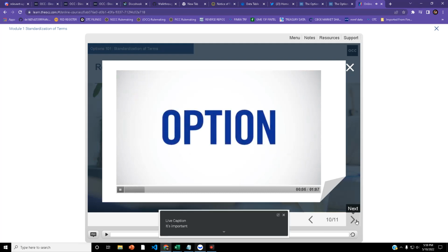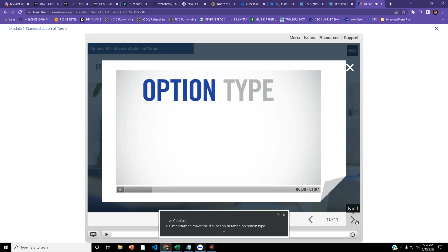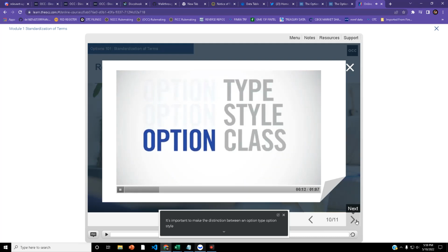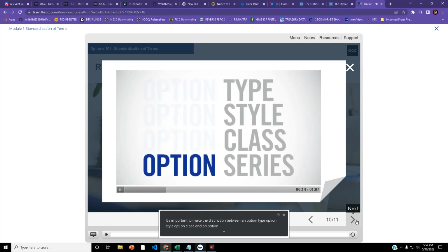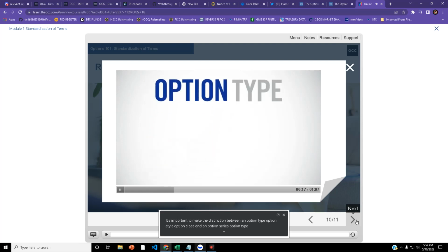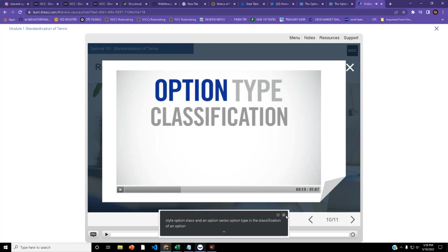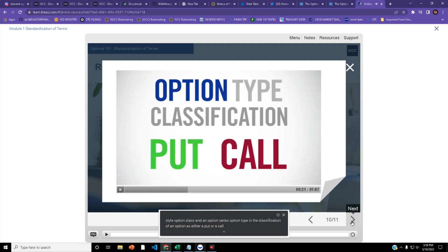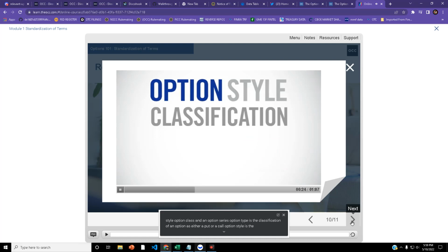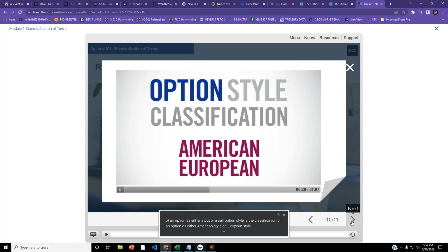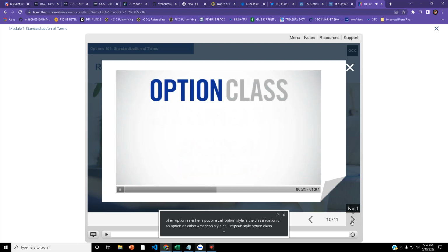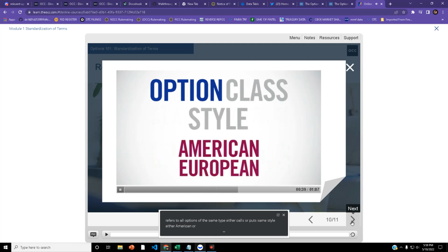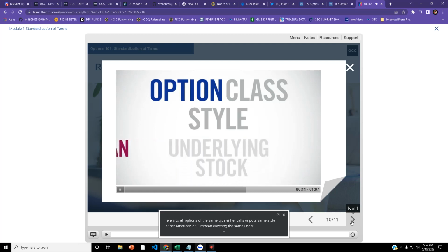It's important to make the distinction between an option type, option style, option class, and an option series. Option type is the classification of an option as either a put or a call. Option style is the classification of an option as either American style or European style. Option class refers to all options of the same type, either calls or puts, same style, either American or European, covering the same underlying stock.